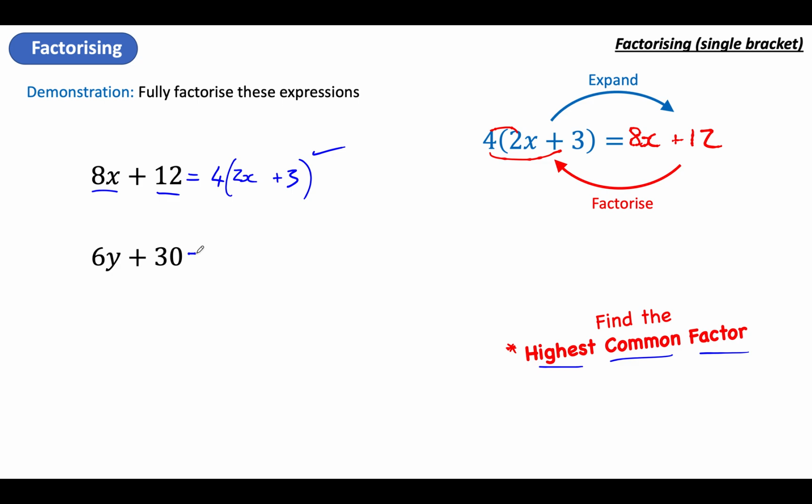So let's do it again. What's the highest common factor of 6 and 30? Well, it is actually 6. 6 is the biggest number that divides both. They don't share anything else, so I open my bracket.